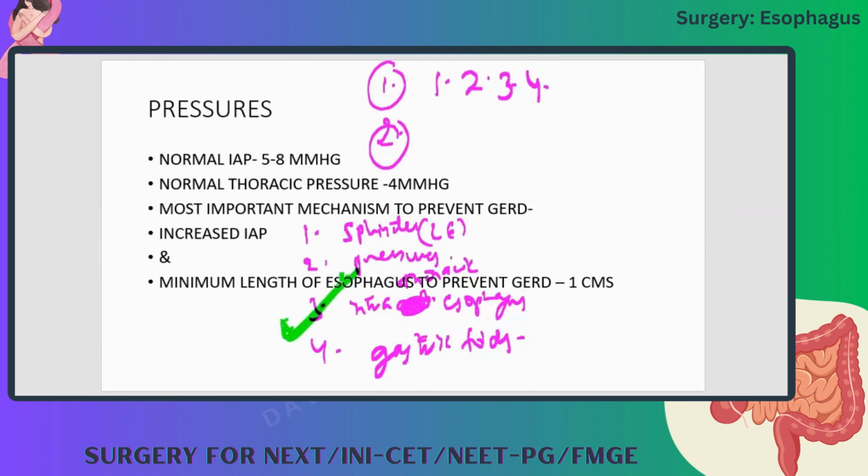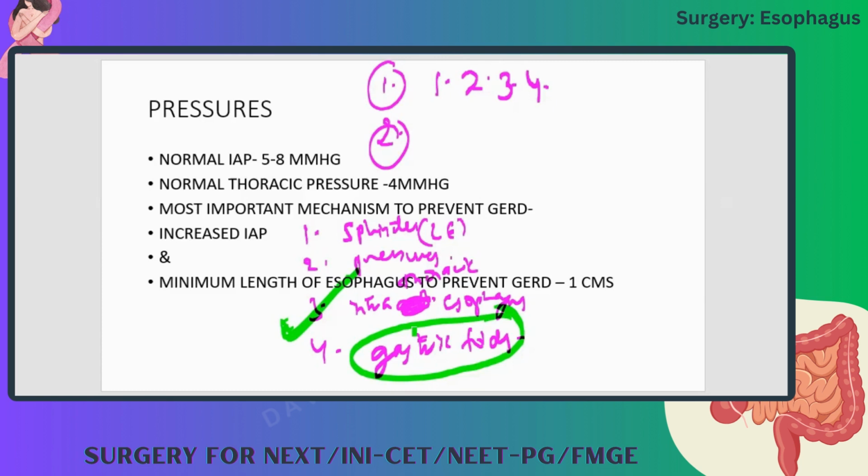This is the answer. Okay, don't get confused. It is not intra-abdominal esophagus. It is intrathoracic esophagus. And in one book, it is mentioned that the gastric folds are there. If you see an endoscopy, I'll show you the image also. There will be small, tiny folds in the stomach. These have a very minute role to prevent GERD, but they have a role. So that is the answer they wanted.